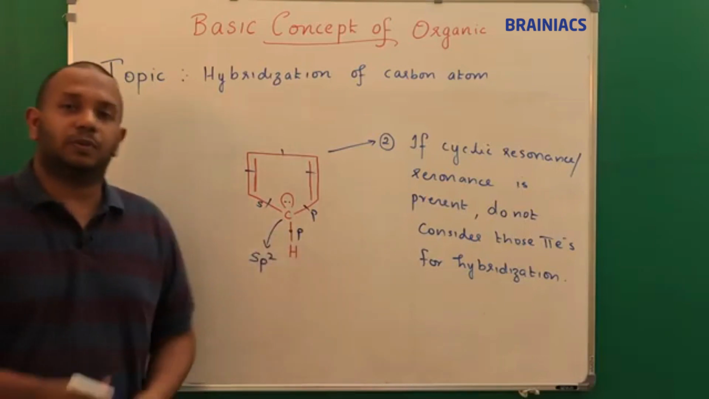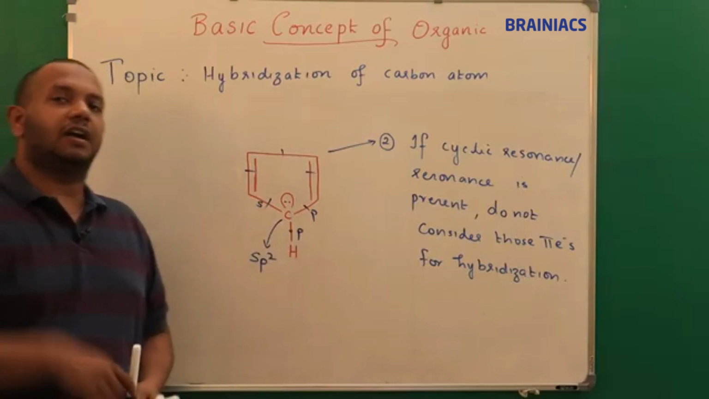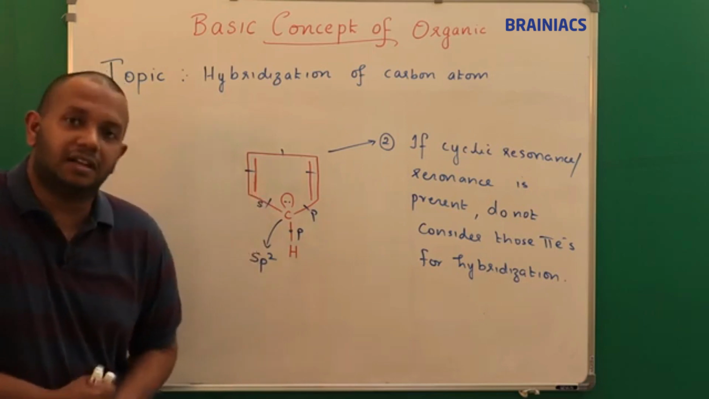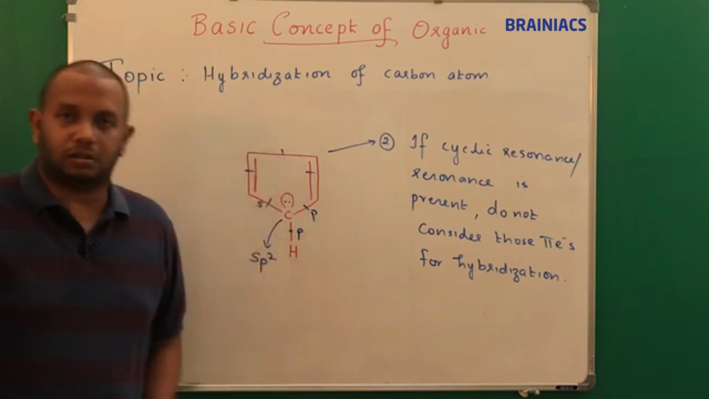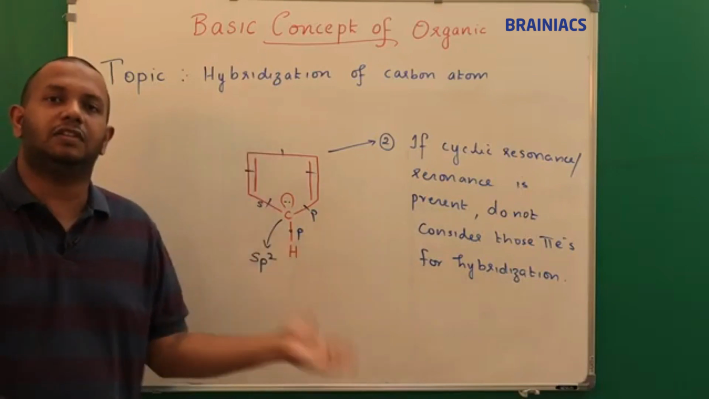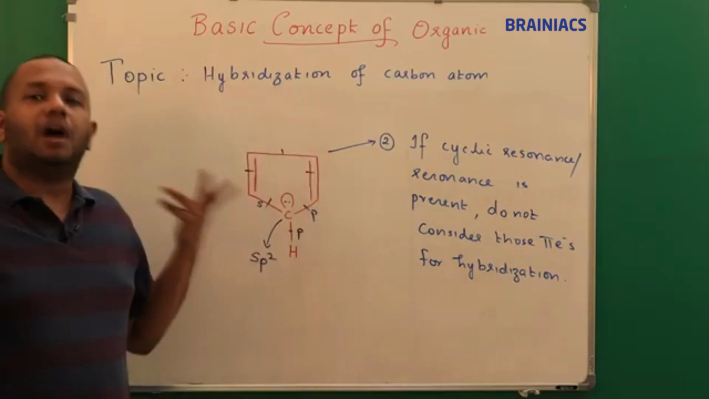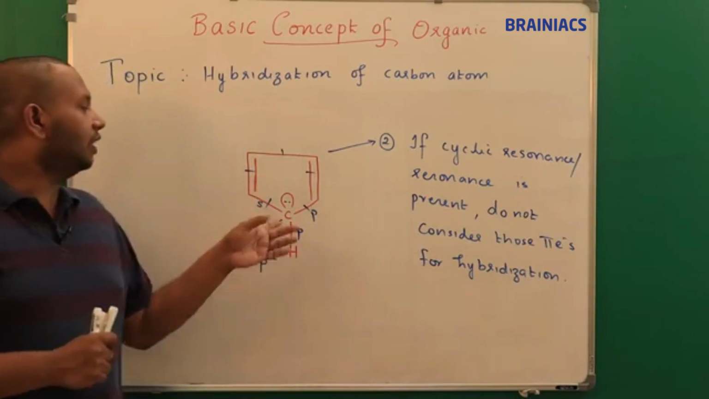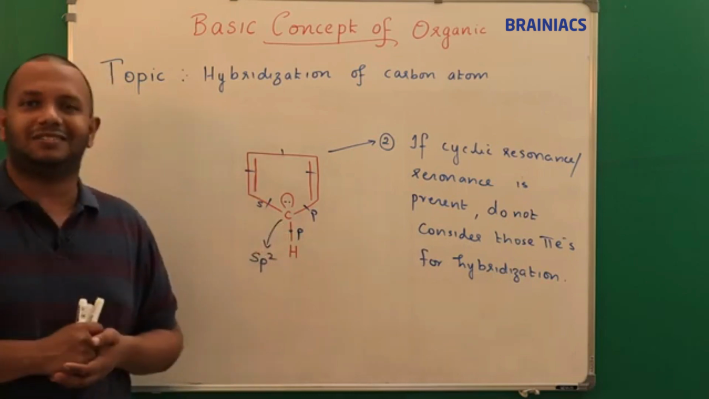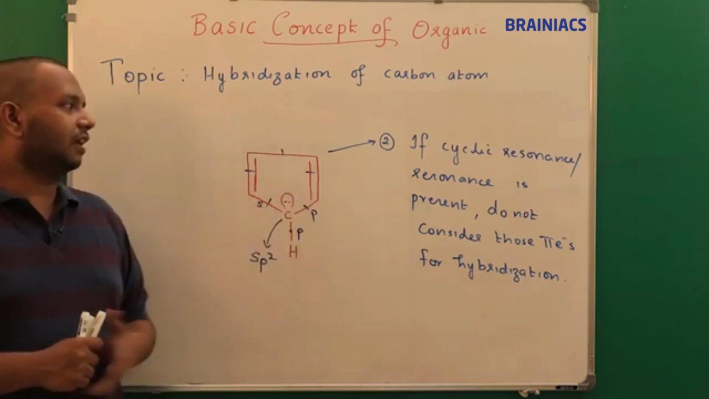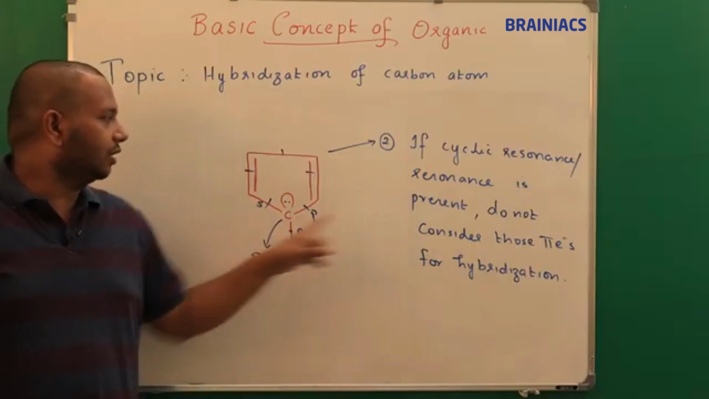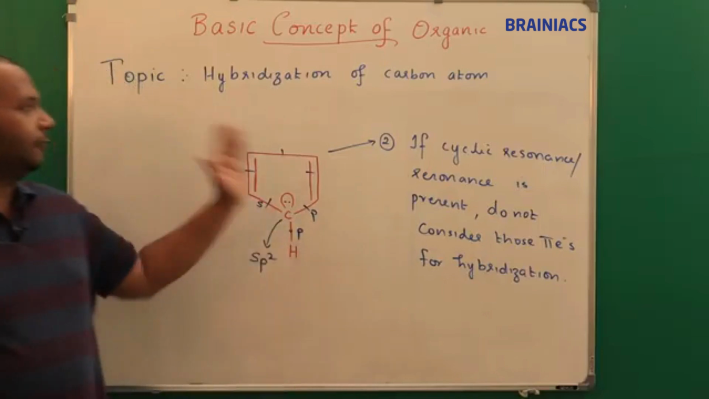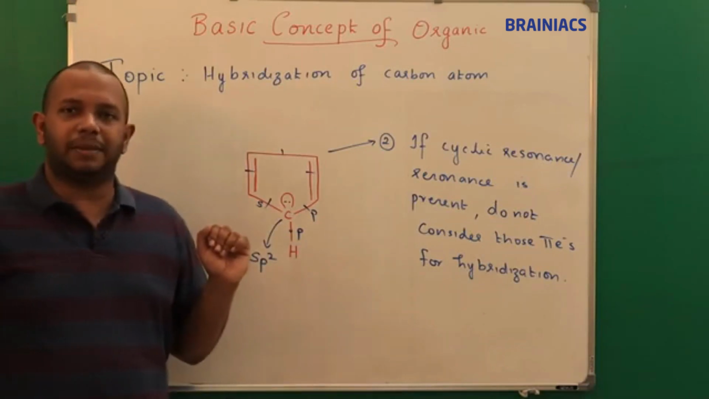Understood? So many students will have a doubt like this. If they are learning the initial thing, they will say, sir, why don't you consider the lone pair for hybridization? The reason here is this lone pair is entering into resonance. If the lone pair is available for resonance, it will keep on delocalizing, moving. Then how can it form a hybrid orbital? Not possible. If it is not able to form a hybrid orbital, then we cannot consider that for hybridization. Very simple. That is the reason. If cyclic resonance or resonance is present, do not consider those pi electrons for hybridization. So I hope you got a fair idea regarding the hybridization.